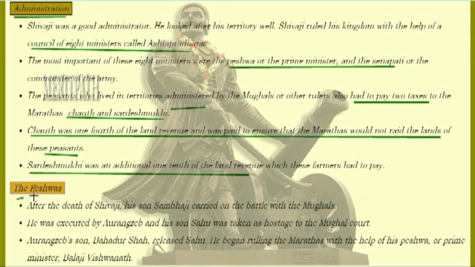People were usually farmers. They had to pay 2 types of taxes to the Maratha rulers. They were known as Chaut and Sardeshmukhi. Chaut means 1/4 of the land revenue and Sardeshmukhi means 1/10 of the land revenue.